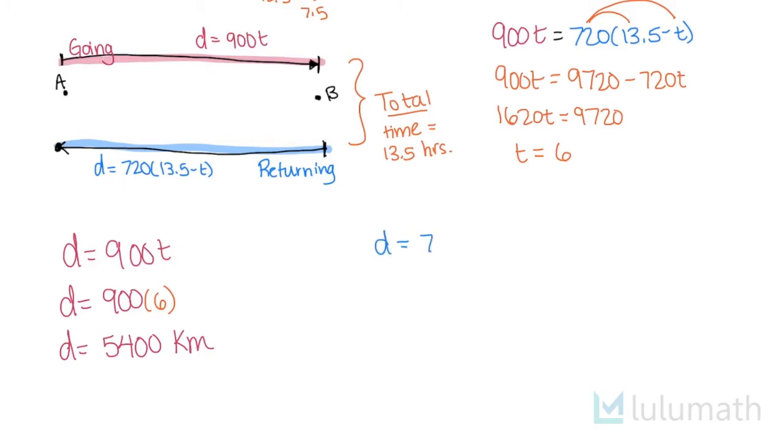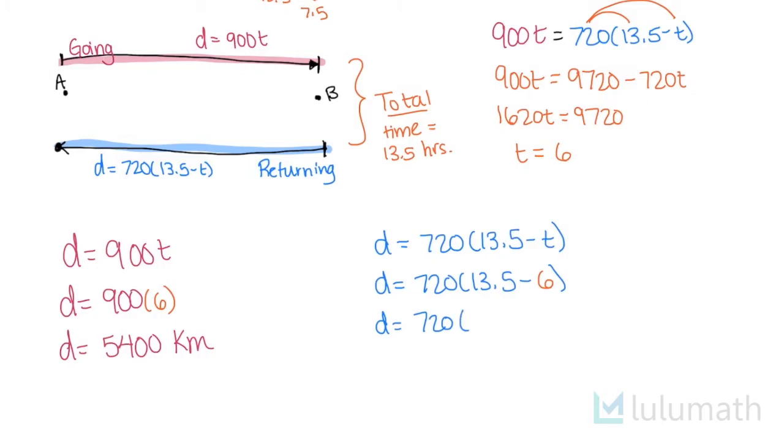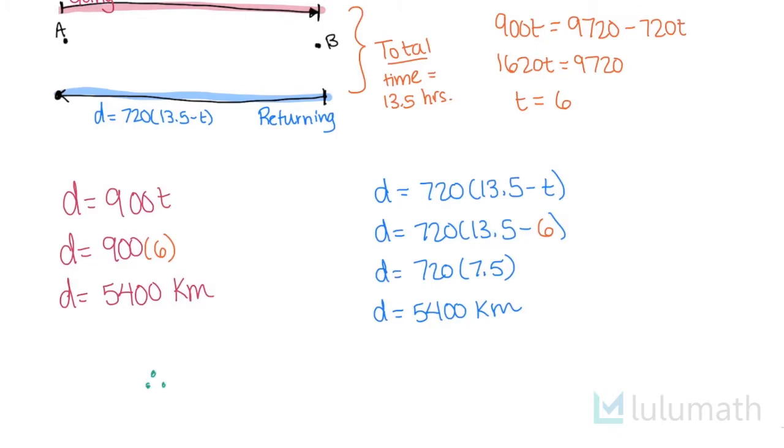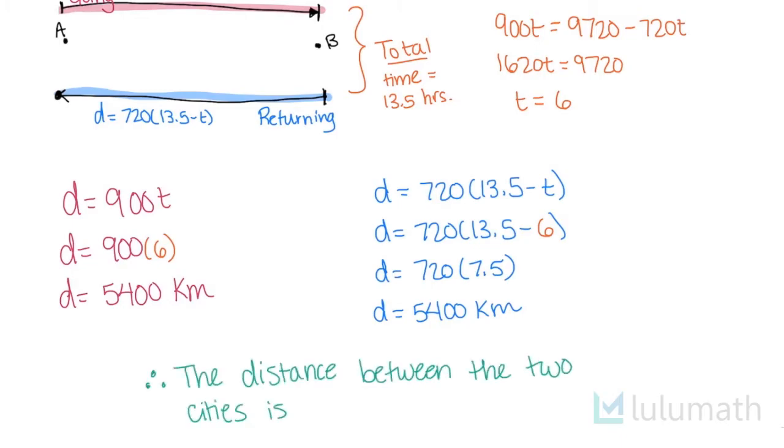So D equals 720 times 13.5 minus T. And we know that it's going to be 13.5 minus the 6 that we got. So I end up getting D equals 720, and we already figured out that this should be 7.5. And when I multiply 720 by 7.5, I end up getting 5,400 kilometers. So they're equal to each other, which is perfect because that tells us that we did this correctly. So we can say, therefore, the distance between the two cities is 5,400 kilometers.